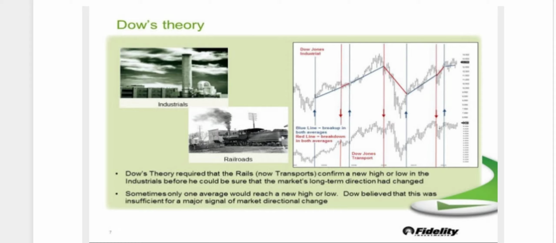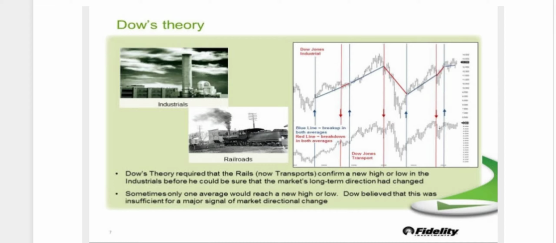So on this slide here, we have an example of exactly what Dow was talking about with the industrials and the railroads. And you can see where you want that confirmation. You want to see them both going up together and both going down together to confirm that it's either in an uptrend or it's in a downtrend. You're really looking for the two of those to work at the same time.